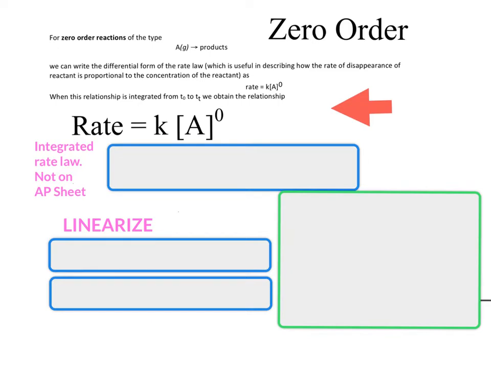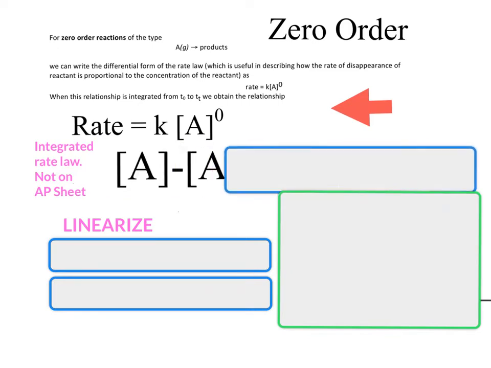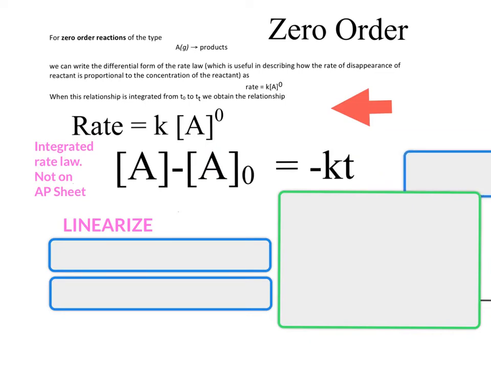Now, if we were to integrate this rate law from time 0 to time t, we would get the following integrated rate law, where the concentration of A minus the concentration of A naught equals negative kt. A is the concentration at time t, A naught is the original concentration, K is your rate constant, and t is the amount of time the reaction ran.